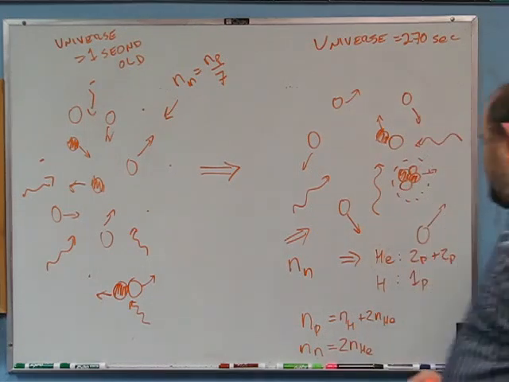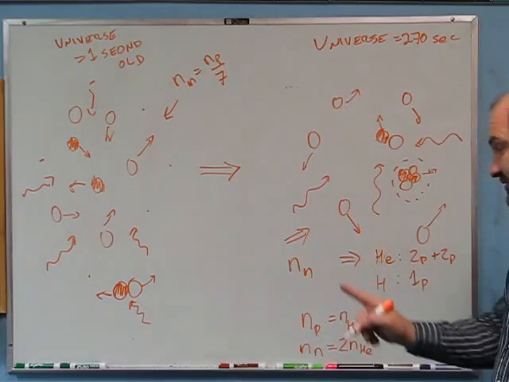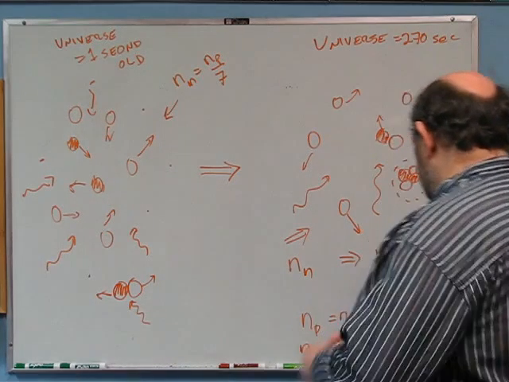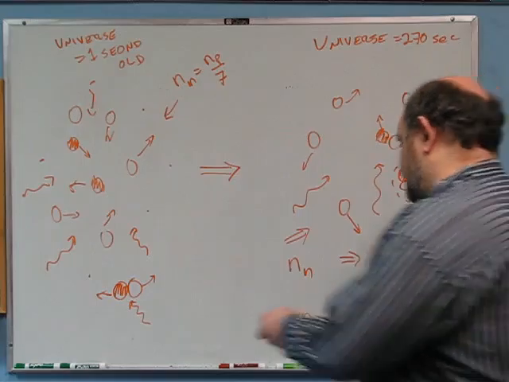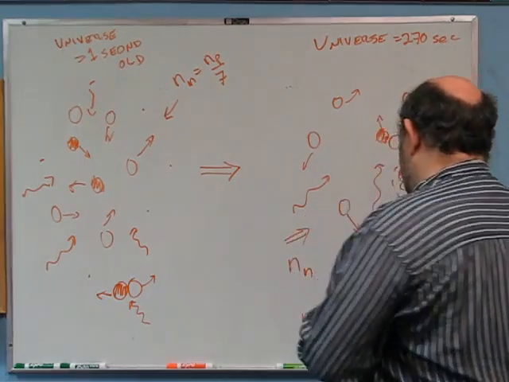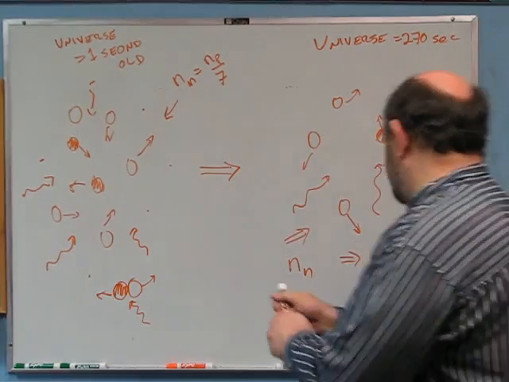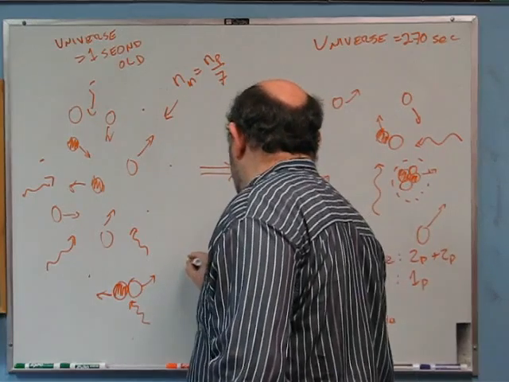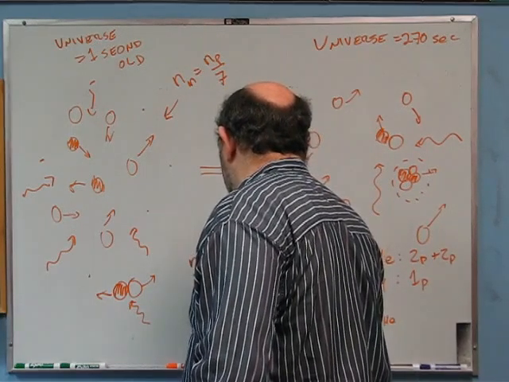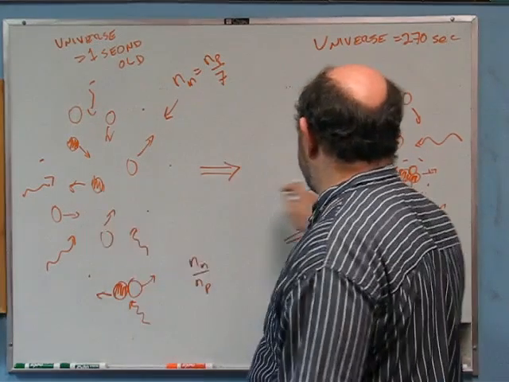Okay, and so what I'm really after, what I ultimately ask in this question, is the ratio of the number of heliums to the number of hydrogens. And we can get that from this. So I'm going to start with the number of neutrons over the number of protons. Here's one key: the number of protons doesn't change.